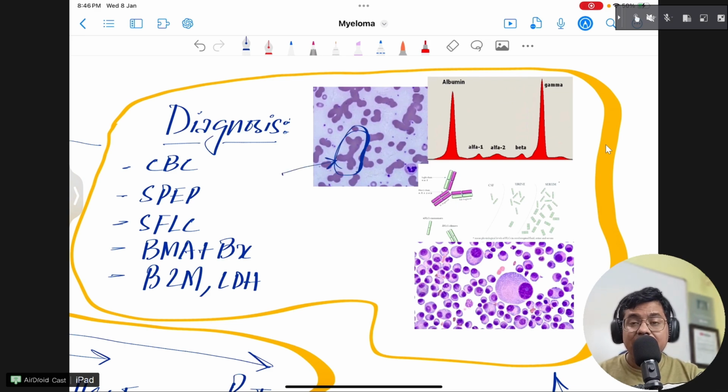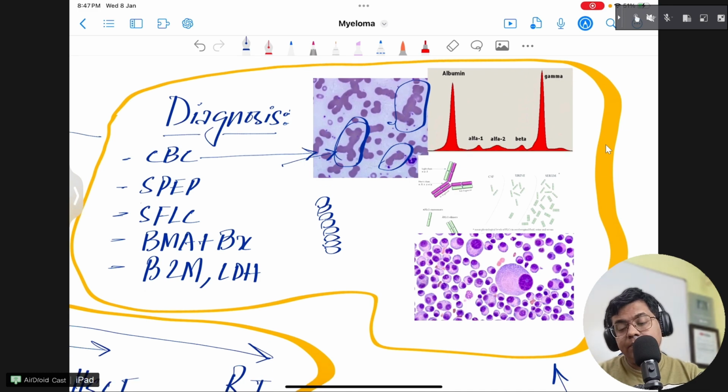That means these abnormal antibodies make the surface of the RBC so sticky that they are attached with one another like a stack of coins, and this abnormal structure is known as rouleau formation. As you can see here, there is clump-like aggregation of the RBC. So this is one finding in the peripheral blood film.